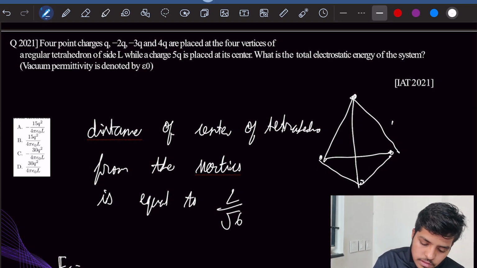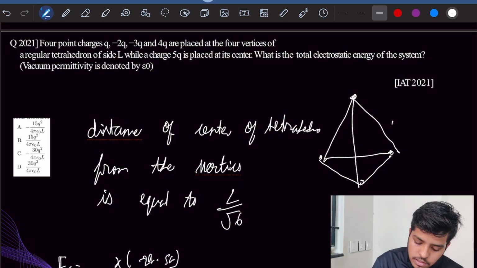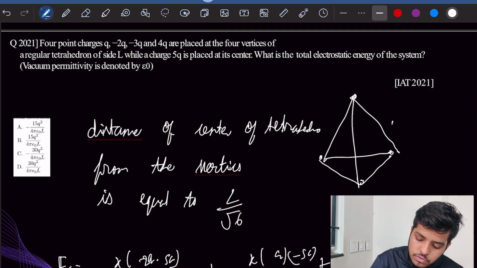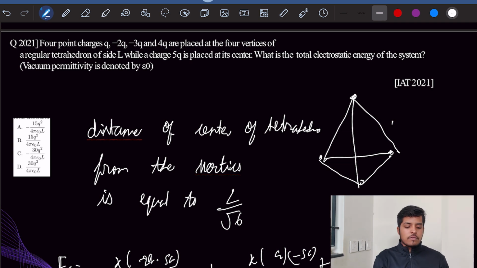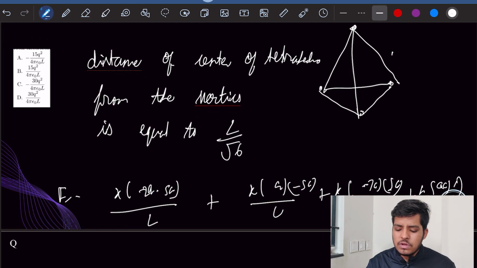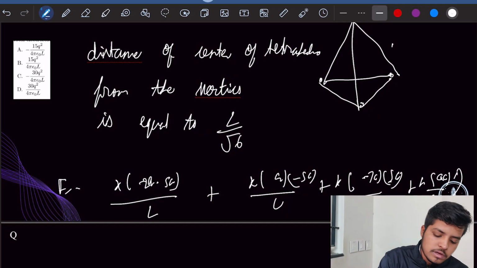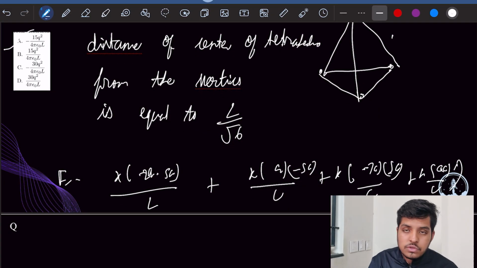So the energy will be k into minus 2q into 5q upon L plus k into q into minus 5q upon L plus k into minus 3q into 5q upon L plus k into 4q into 5q upon L. If you find all the energy from all the charges, it's only calculation, then we'll get to know that the answer will come to the option minus 15q square upon 4 pi epsilon naught L.